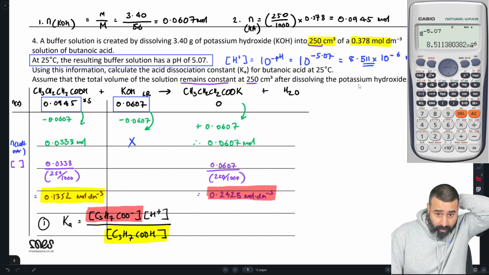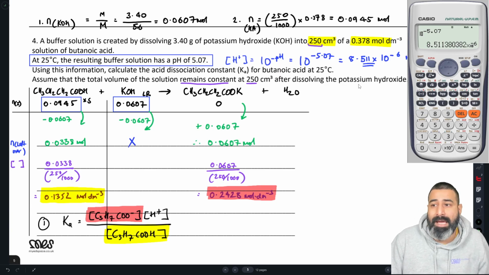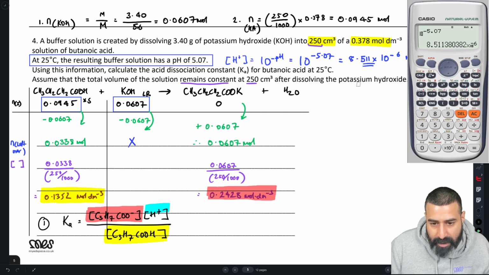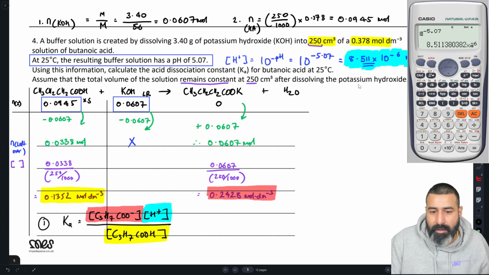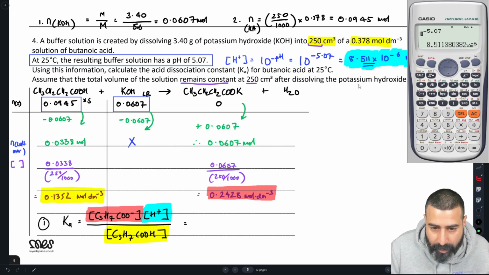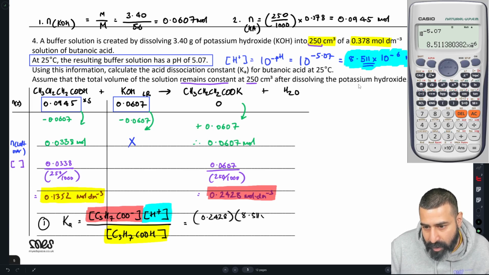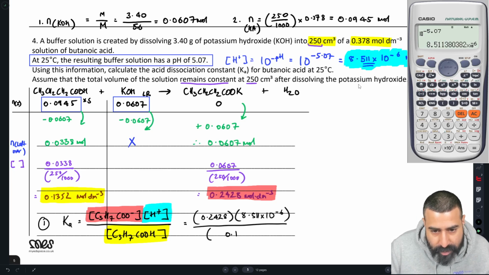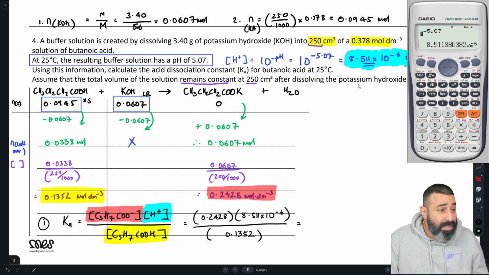Okay, well, what don't I know? Well, I don't know Ka, but there is one more term, and do I know that term? And that is the H+. Well, yeah, I do know H+, because I just worked it out. So I know all of the terms for the expression for Ka. Now what do? Just plug them into the equation. So just make sure you get the order right. So 0.2428 times 8.511 times 10 to the minus 6 all over that in yellow, which is 0.1352, and that should give me Ka.